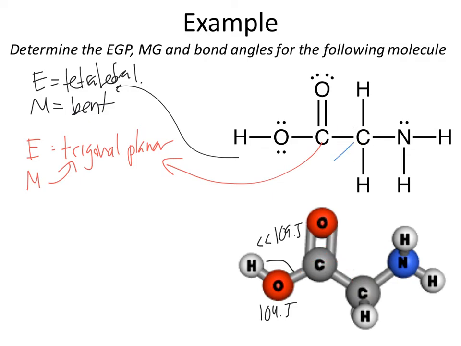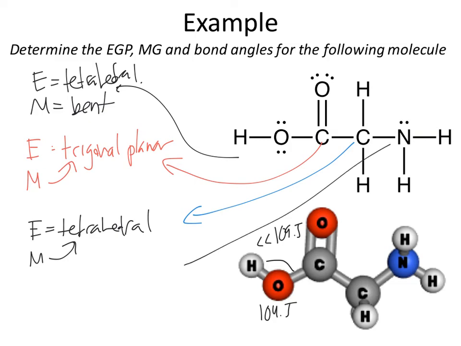Now let's move on to the next carbon over here. That carbon has 1, 2, 3, 4 charge areas or electron regions. So again, the EPG is going to be tetrahedral. And again, it has no lone pair, so the MG will also be tetrahedral. We don't see any lone pairs around this carbon. And finally, let's look at that nitrogen here. One thing about this: these are all going to be 120 because they're trigonal planar, and the tetrahedral ones will be all 109.5 degrees. The last one, the nitrogen, you can see that it has 1, 2, 3, and 4.